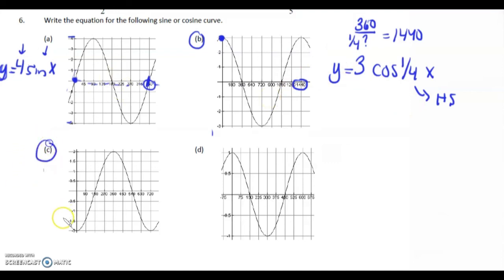Okay, C. We're actually starting at a minimum this time. So instead of talking about any phase shift here, which we didn't really focus on in this set of homework, I'm going to take into account that there would be a reflection. So minus something, but because we're at a minimum, I'm going to call this the cos function. We're going from negative 2 to 2, so that's our amplitude. One full rotation is 720, so that's just double 360. So I'm going to put a half in there because we know that we had a horizontal stretch by a factor of 2.